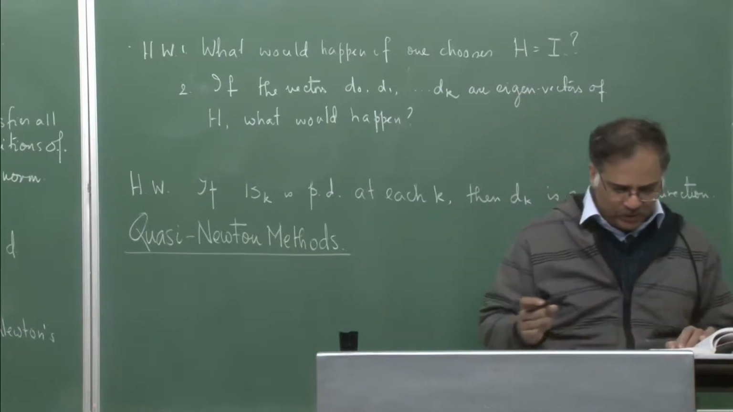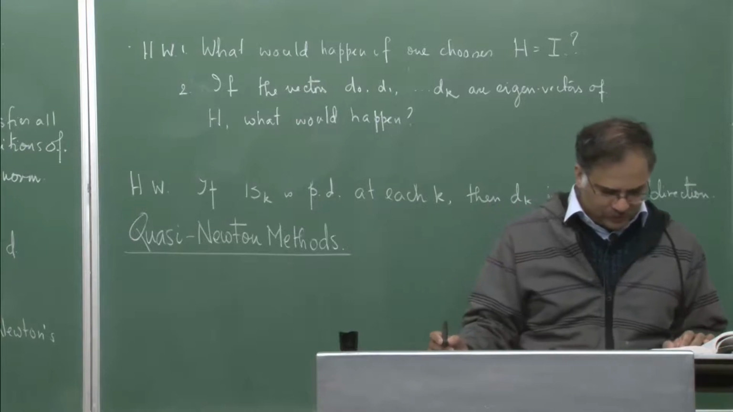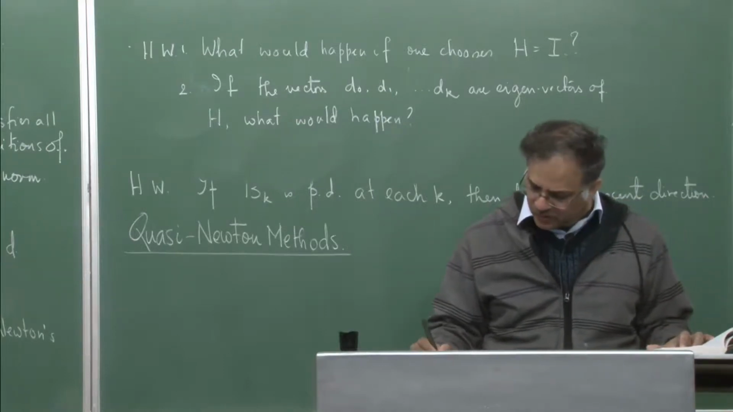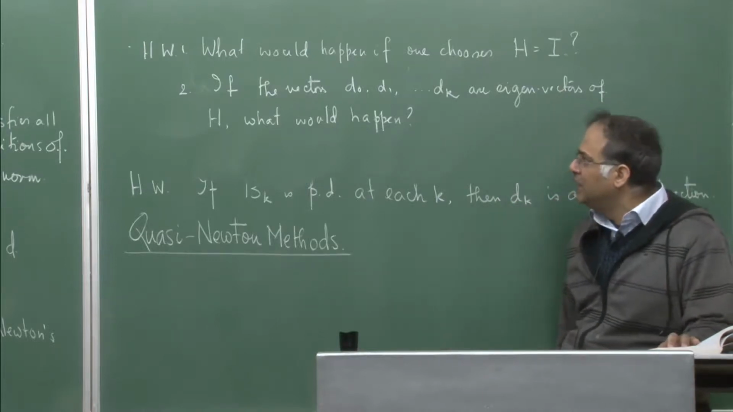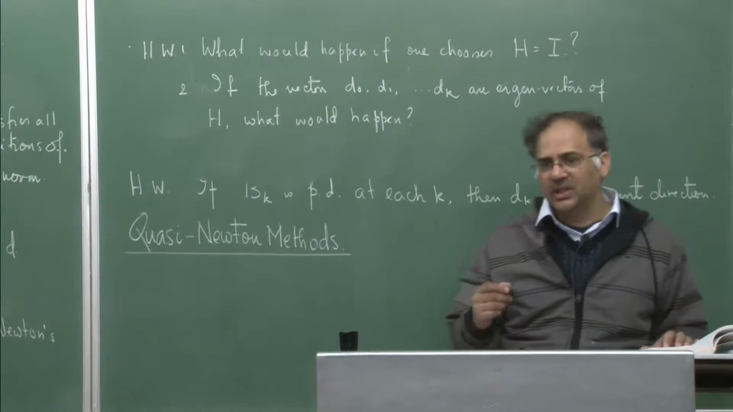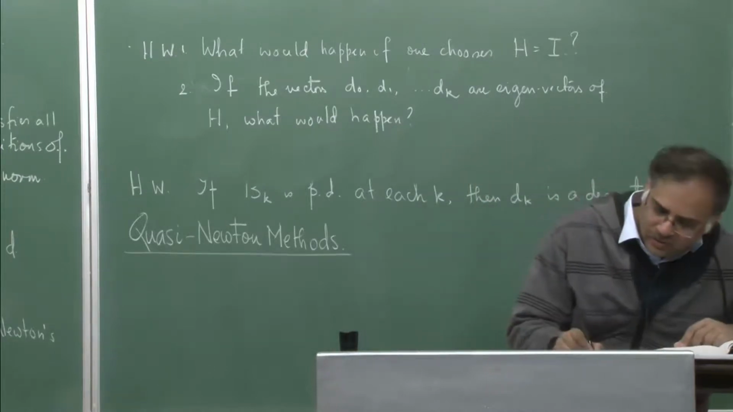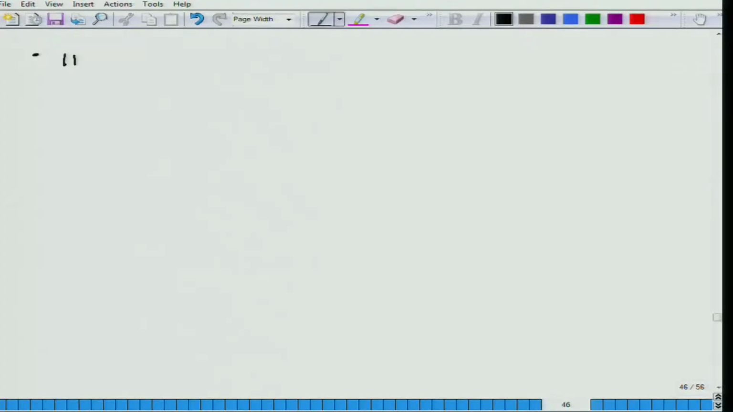Okay. Now, we will talk about conjugacy with respect to a positive definite matrix. In this definition of conjugacy we will consider H to be a positive definite matrix. So, H now is a real symmetric positive definite matrix.